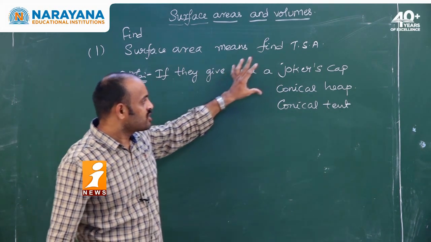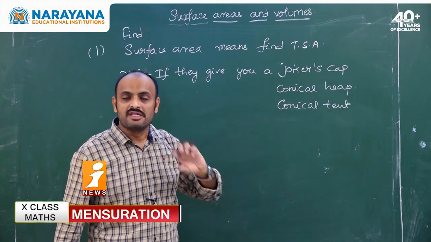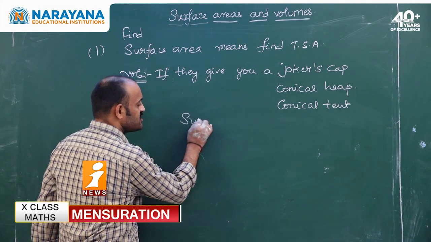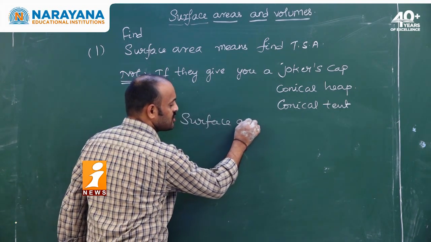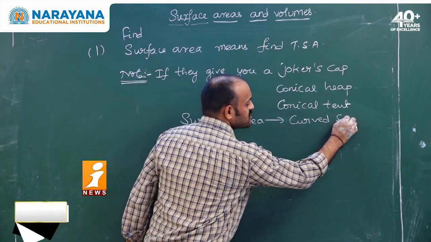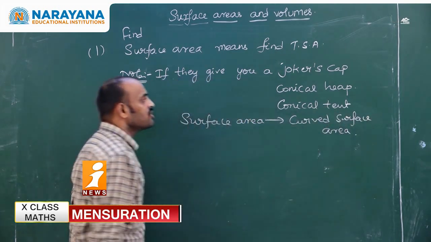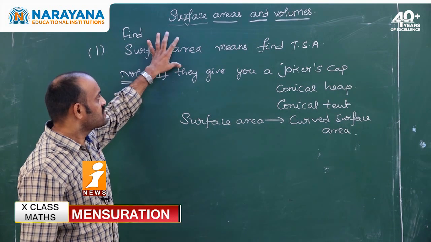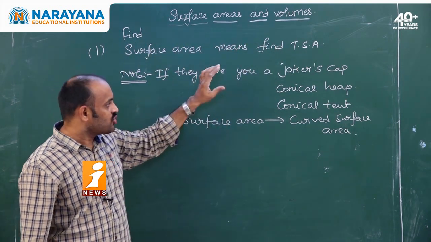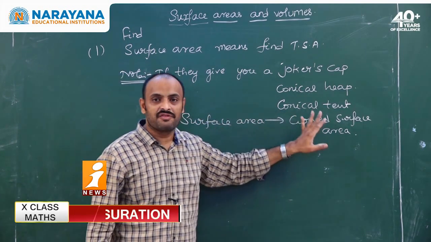If they give you a joker's cap, conical heap or conical tent in the question, surface area means curved surface area. Find surface area means find curved surface area, because in all the questions surface area means total surface area, but when it comes to joker's cap, conical heap, conical tent, surface area means curved surface area.